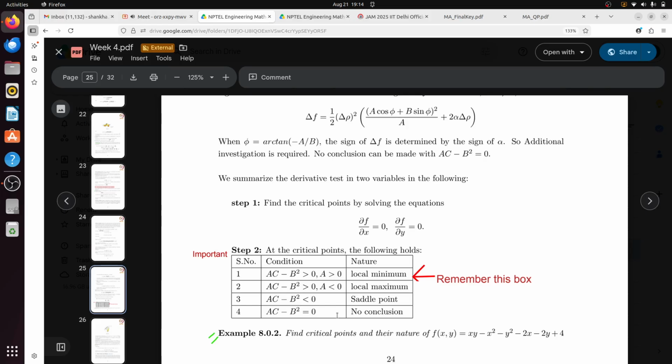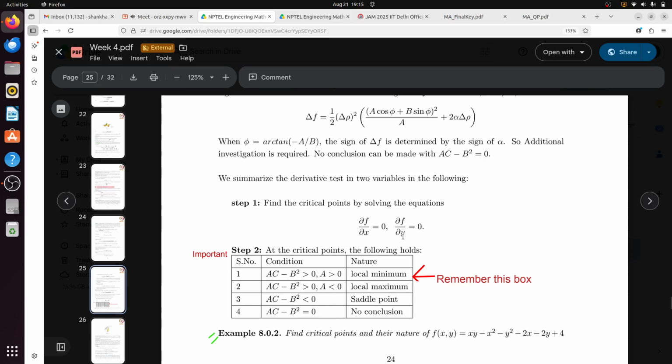So if your del 2f del x square is greater than 0, as well as del 2f del x square into del 2f del y square minus del 2f del x del y whole square, that is ac minus b square, is greater than 0, then it is a local minimum. And if your del 2f del x square is less than 0 but ac minus b square is greater than 0, it is a local maximum. And if ac minus b square is less than 0, then it is called a saddle point. And if ac minus b square equal to 0, then the test fails.